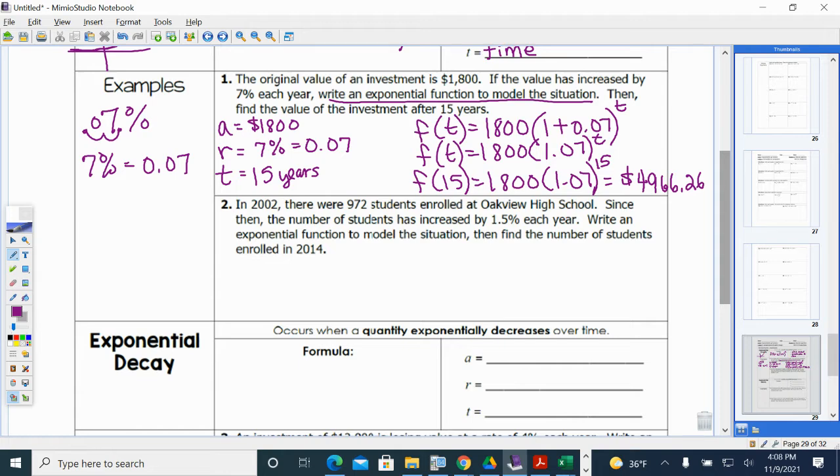Let's do one more here for exponential growth. In 2002, there were 972 students enrolled at Oakview High School. Since then, the number of students has increased by 1.5% each year. Write an exponential function to model the situation, then find the number of students enrolled in 2014. So again, this is growth, and I know it's growth because of the word increase.